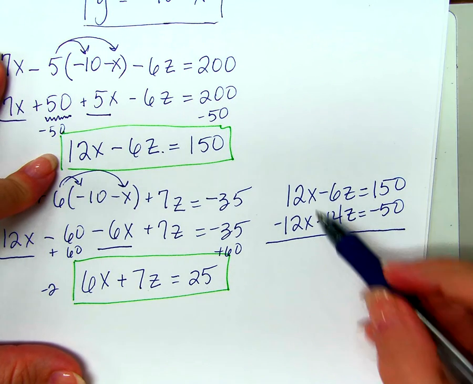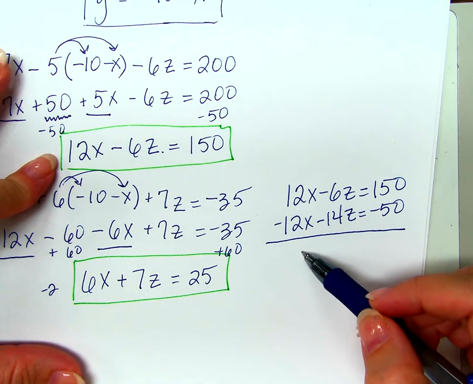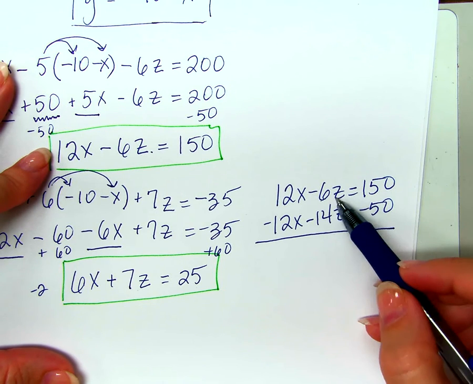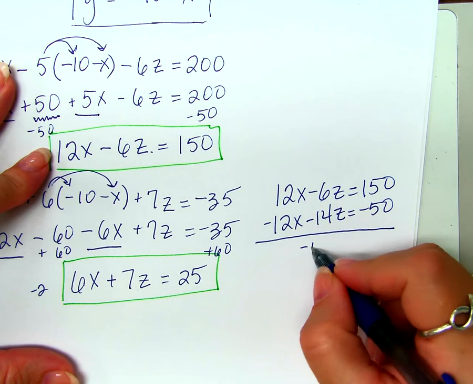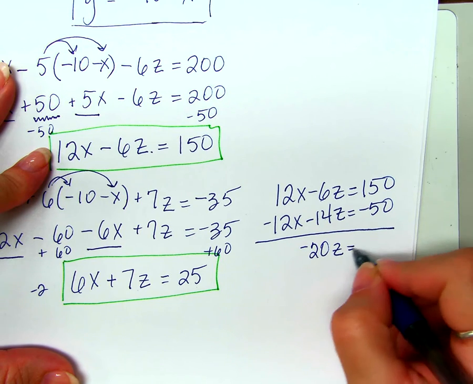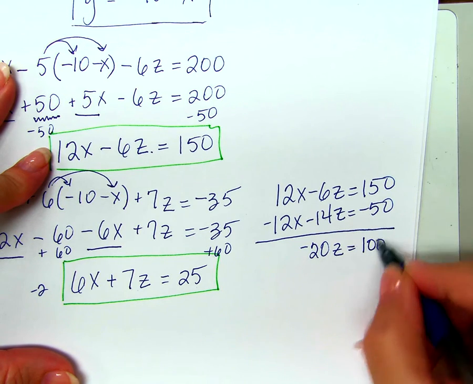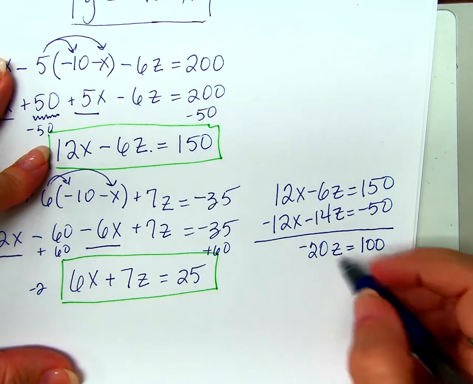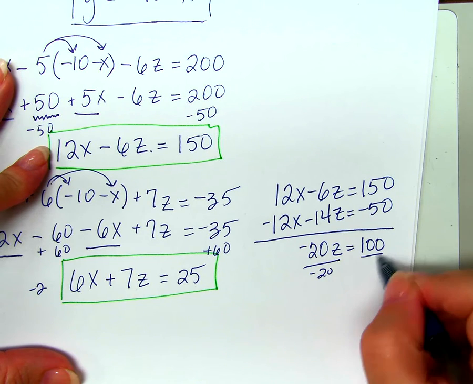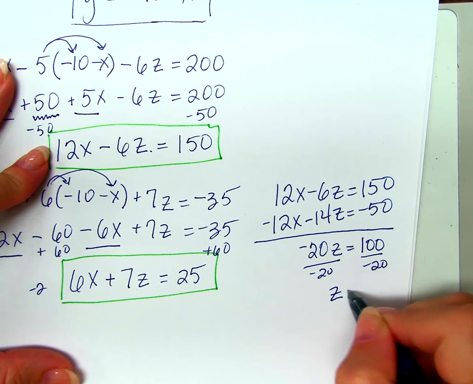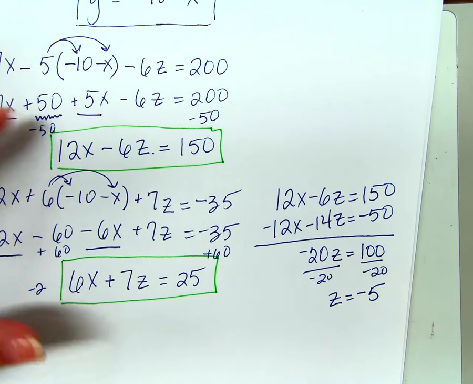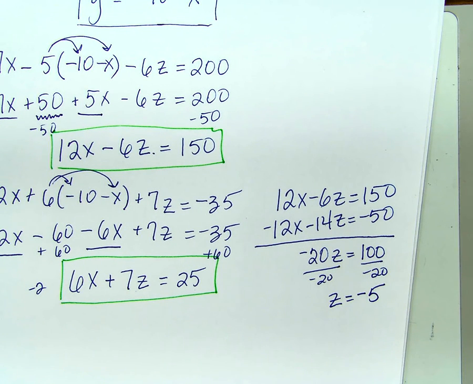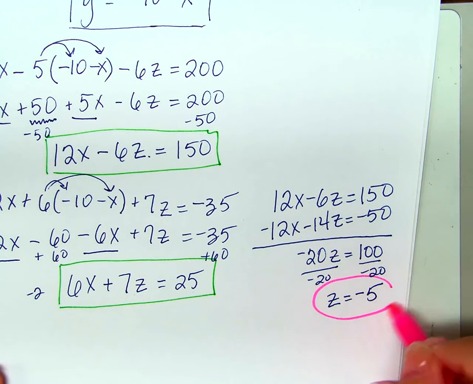Combine them, right? 12x and a negative 12x. Cancel it. 0. Negative 6z and negative 14z. Negative 20z. Negative 20z equals 100. Very good, 100. Dividing both sides by negative 20. Z equals negative 5. God bless you. I finally have one answer. Right?